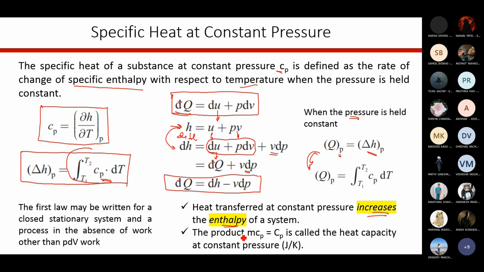And now note down the second one. See the product m Cp, we are going to use the symbol capital C with the subscript P. So this indicates the heat capacity at constant pressure. Unit is joule per Kelvin, one and the same, similar to the previous case.